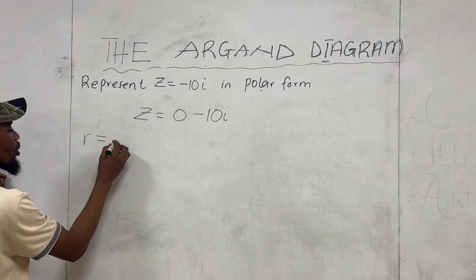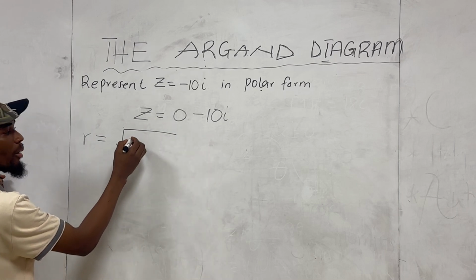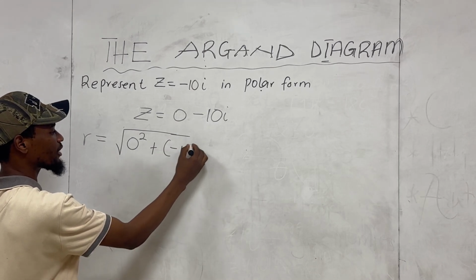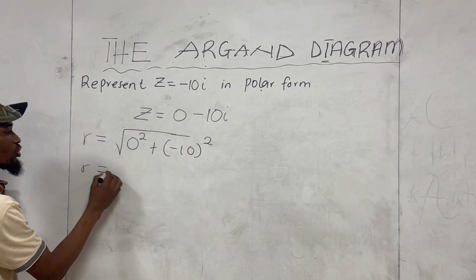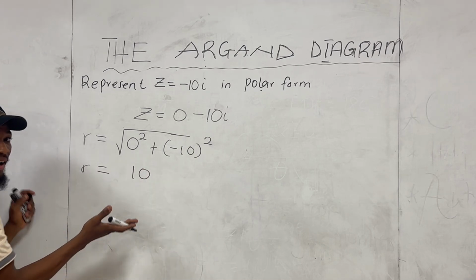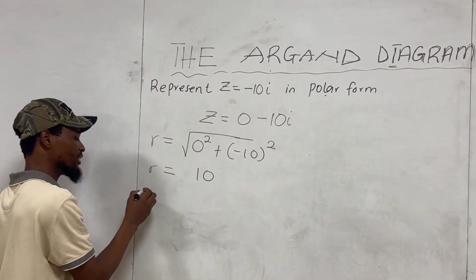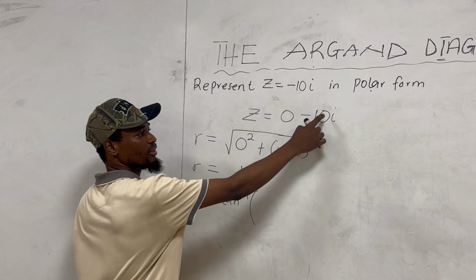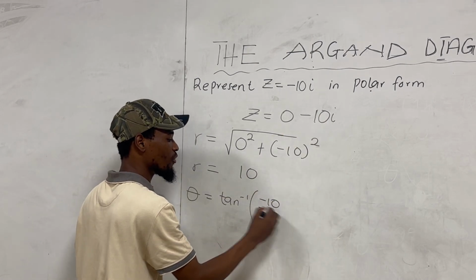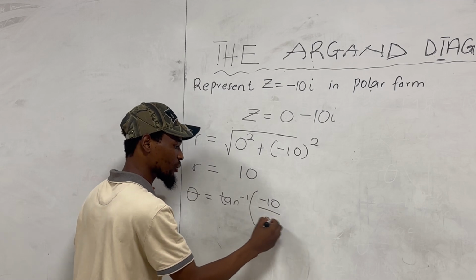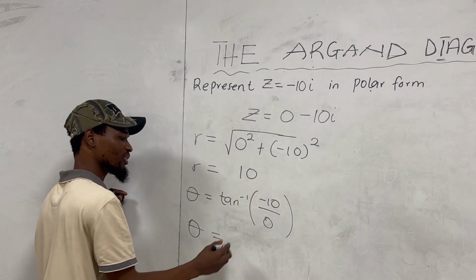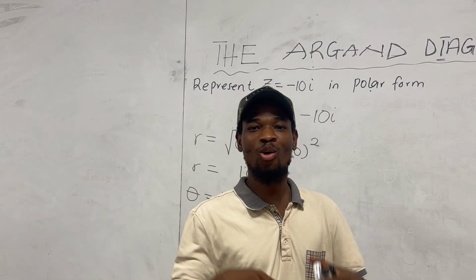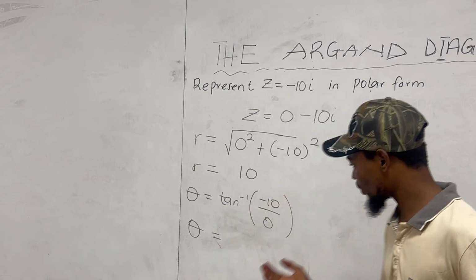My modulus r is equal to the square root of the real part squared, which is 0 squared, plus the imaginary part squared, which is negative 10 squared. So I have r equal to 10, straight away, right? So the angle theta is given by tan inverse of the imaginary part, which is negative 10, over the real part, which is 0. When you compute this, what value are you getting? This is undefined.